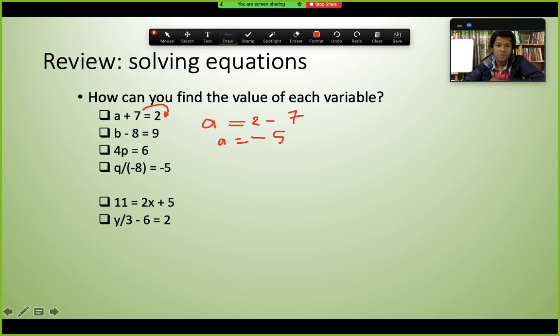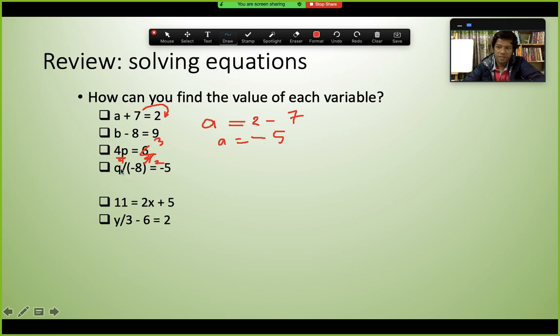Similarly, this minus 8, if it comes to this side, it will become plus 8. So 9 plus 8 will be 17. Next, 4p equals 6. Since it is in multiplied form, we divide both sides by 4, and the 4 and 4 cancel out. So p is 6 divided by 4, or we can simplify it to 3 divided by 2, because both are divisible by 2.